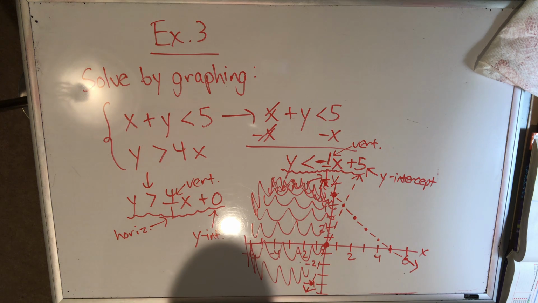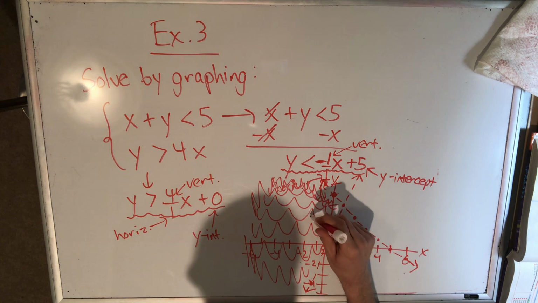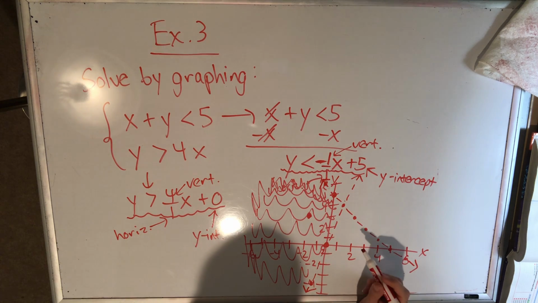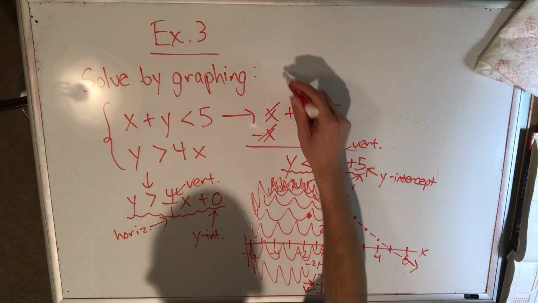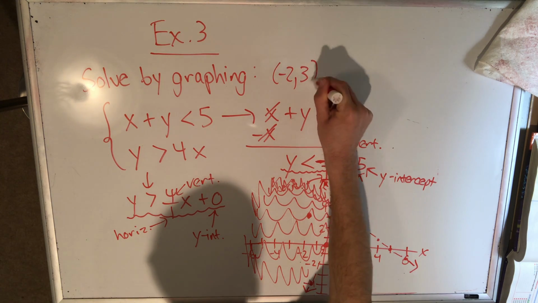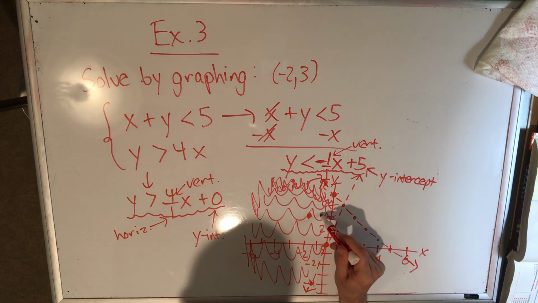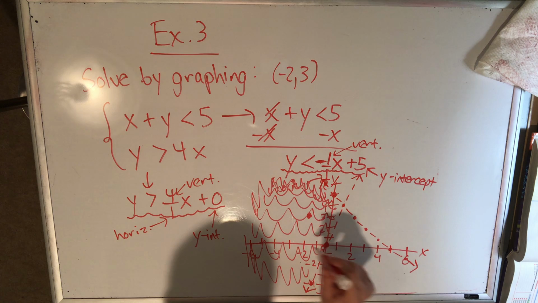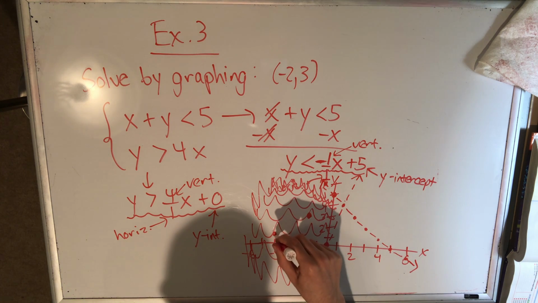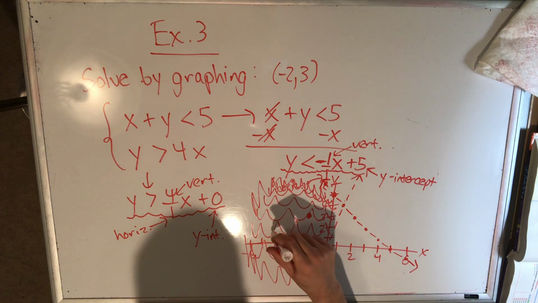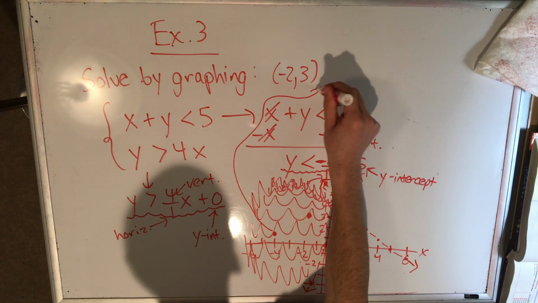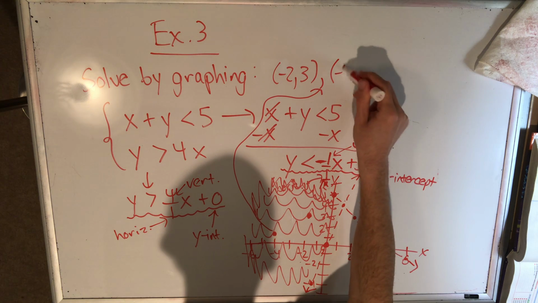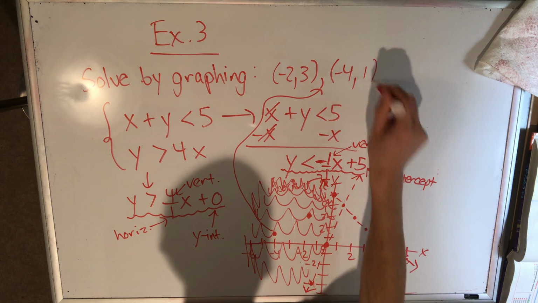All right, so to name 2 points that are part of the solution set, you can name any 2 points in the shaded region, such as this point here, which is -2, 3, because it lines up with -2 on the x-axis and 3 on the y-axis. Or you can go with this point here, which is -4, 1, just another random point in the shaded region, which is part of the solution set, because it lines up with -4 on the x-axis and 1 on the y-axis.